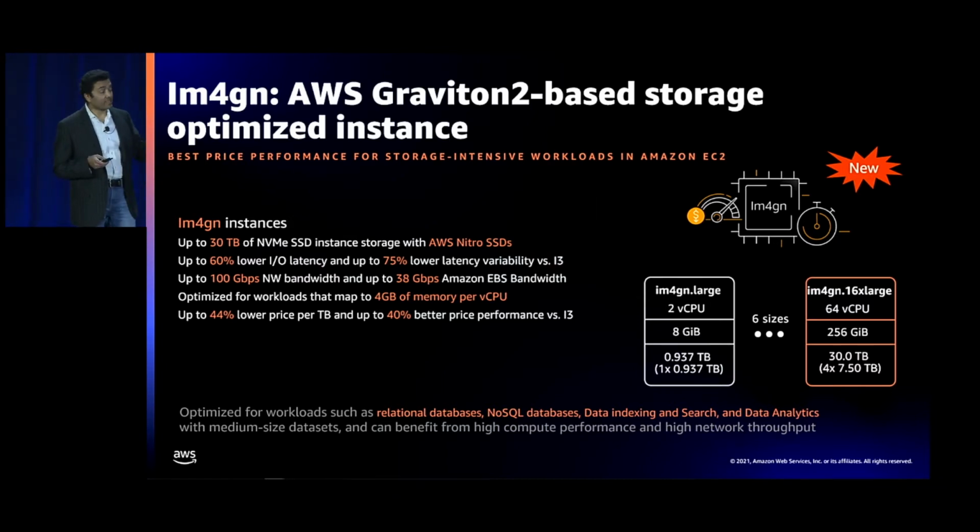They will come in 6 sizes with up to 64 vCPUs and are optimized for workloads that can map to 4 gigabytes of memory per vCPU. So again, significantly better price performance and a 44% reduction in dollar per terabyte compared to i3, Graviton based.